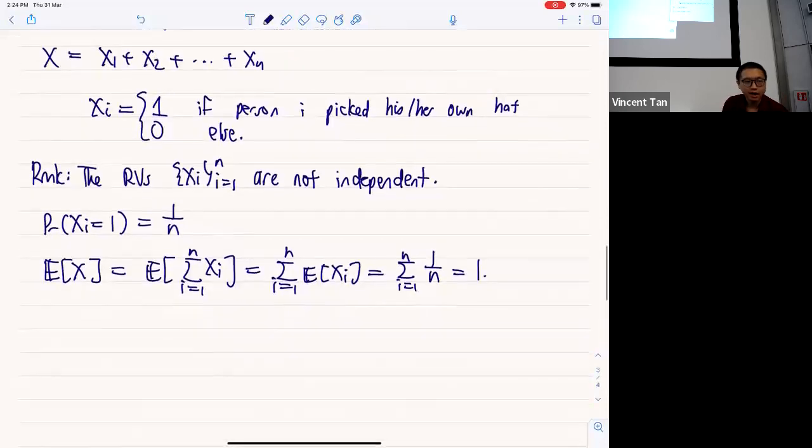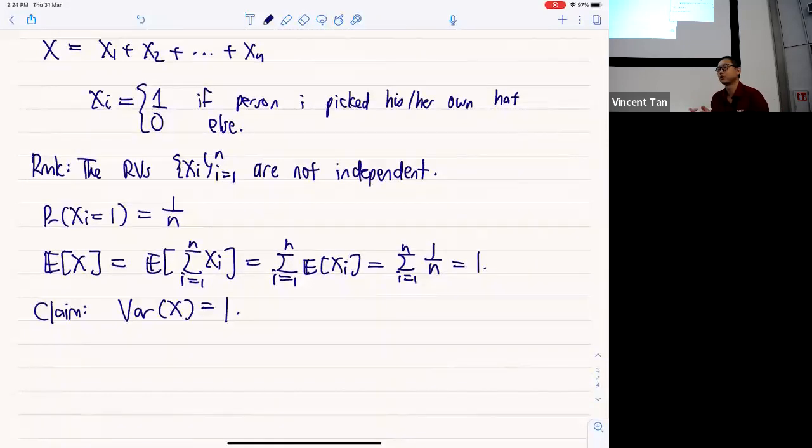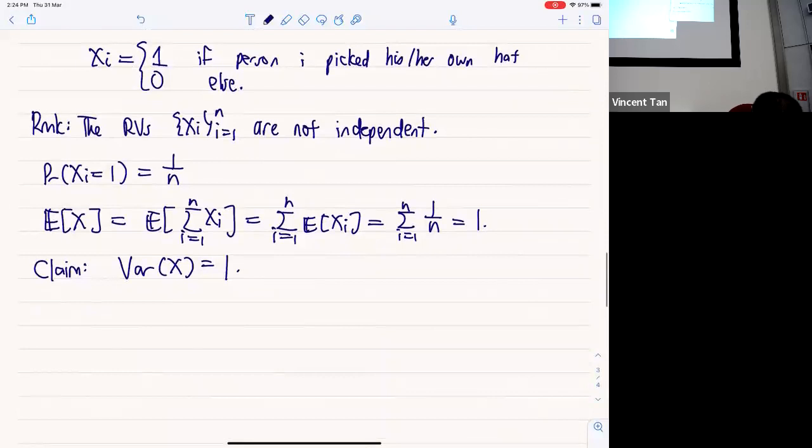Okay? But then the next question is much more subtle. How about the variance? Claim, which we need to prove. Variance of X is also equal to 1. So there's a variability of 1. So standard deviation is also 1. Standard deviation is square root of variance. That's a formula you need to commit to memory. Okay, so this is a bit surprising. All right, let's look at why this is the case.